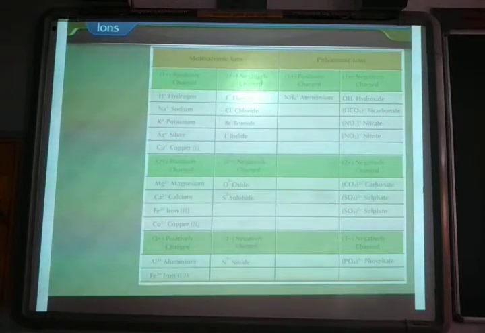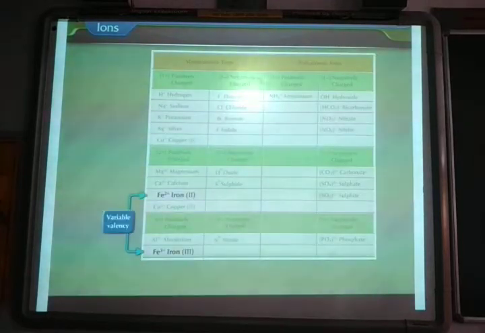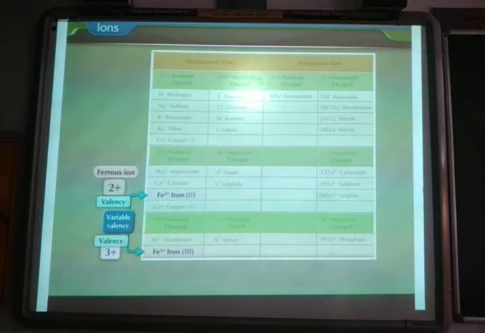Similarly, the metal iron also shows 2 valencies, that is 2+ and 3+. Ion with 2+ valency is called ferrous ion and is written as Fe(II), and ion with 3+ valency is called ferric ion and is written as Fe(III).